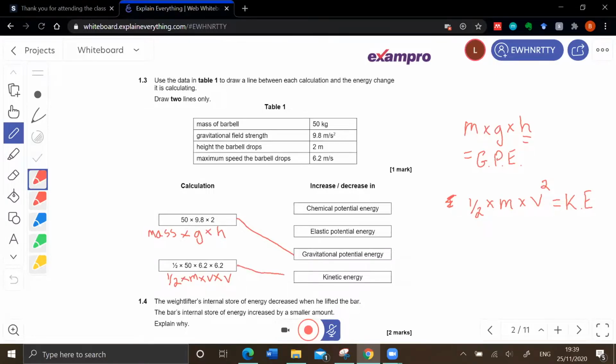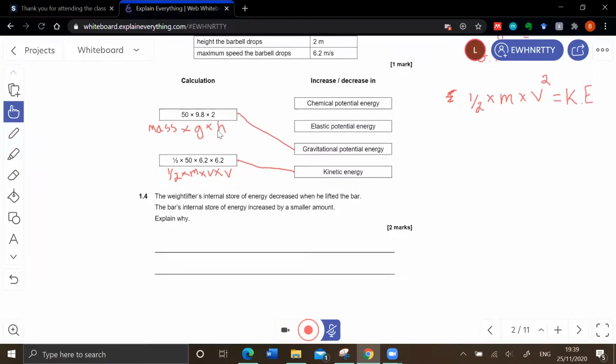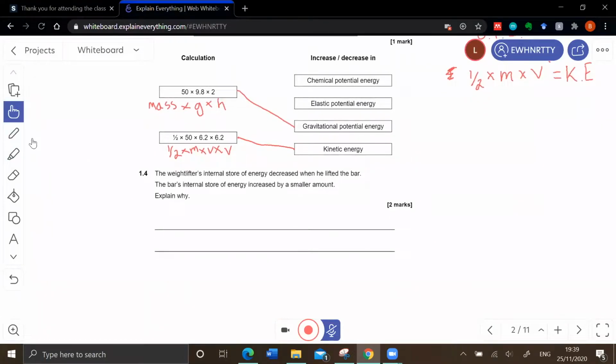Okay, kinetic energy. So we have to know these equations and be aware of them. As you can see, they can ask in different formats. They can ask you to recognise what they're talking about too. So let's just change this. Okay, so it says the weightlifter's internal store of energy decreased when he lifted the bar. The bar's internal store of energy increased by a smaller amount. Explain why. Okay, that's interesting.